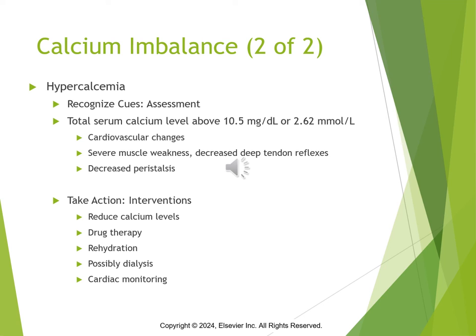tendon reflexes. The reason I try to remember this is you have that helicopter mom over the neurons, and so now their signals are slowed and depressed, opposite the presentation when we saw the hypercalcemia that we just discussed. The patient may be confused and lethargic, with decreased GI motility, therefore experiencing constipation and abdominal distension.